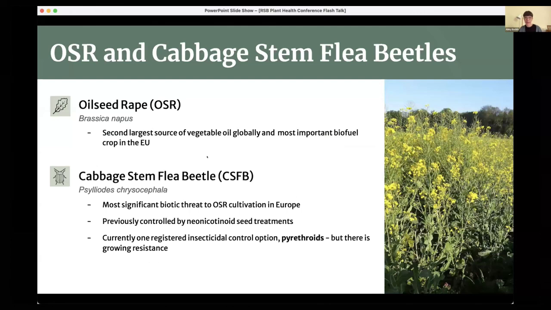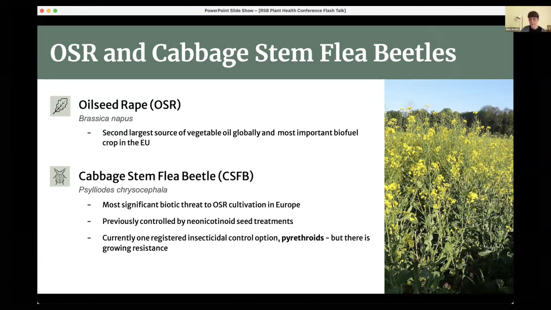So just some quick background on cabbage stem flea beetle and OSR. So oilseed rape is a hugely important crop, both for vegetable oil and biofuel, but it's currently under threat from cabbage stem flea beetles. So both the adult and the larval stages of the beetles are damaging to the plants, and they were previously controlled by neonicotinoid seed treatments.